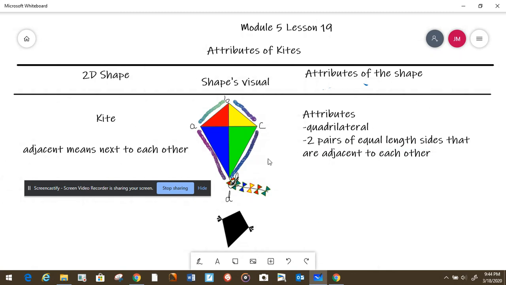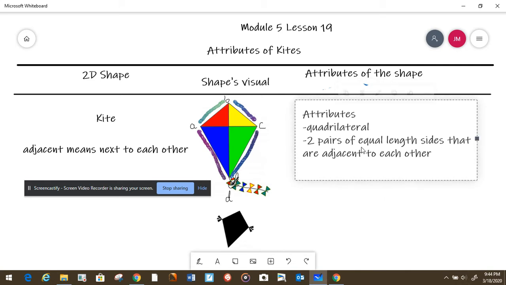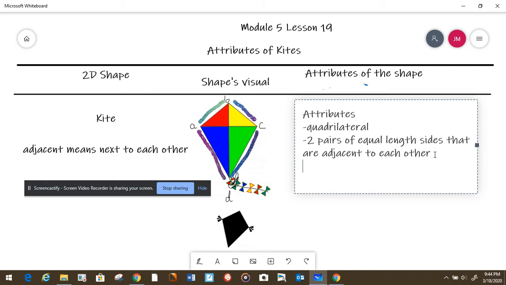So notice that it has two pairs of equal length sides that are adjacent to each other. Here is one pair. These two are adjacent to each other and they have the same length. And these two also are another pair of lines that have equal length and they are adjacent to each other. Now, there are other classifications that we can also conclude about this particular shape.